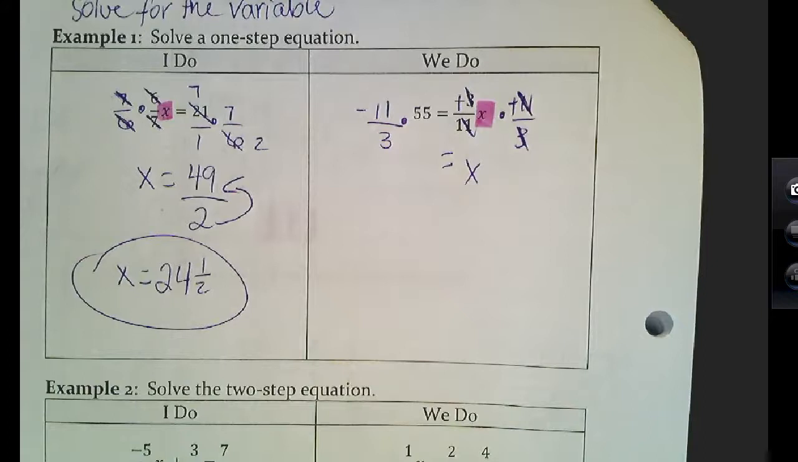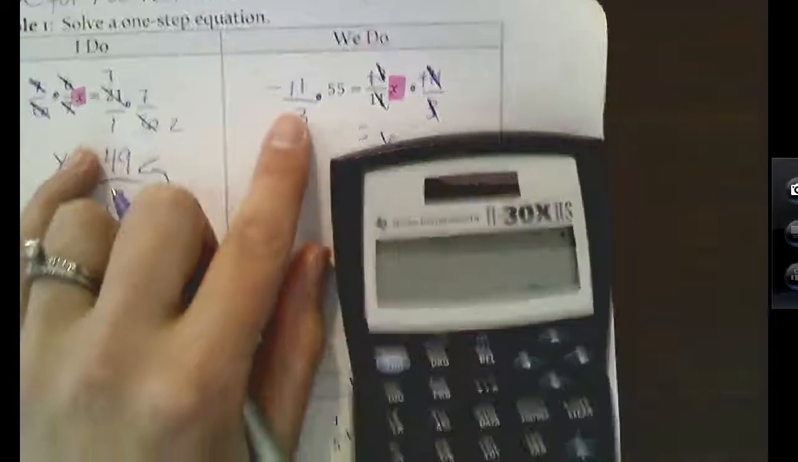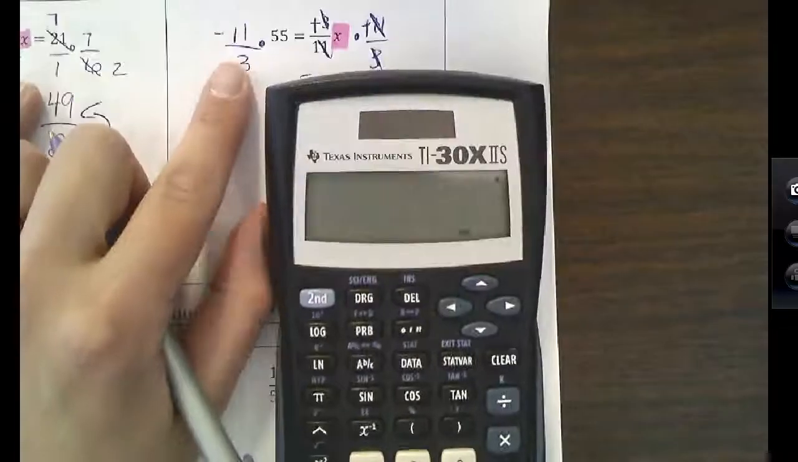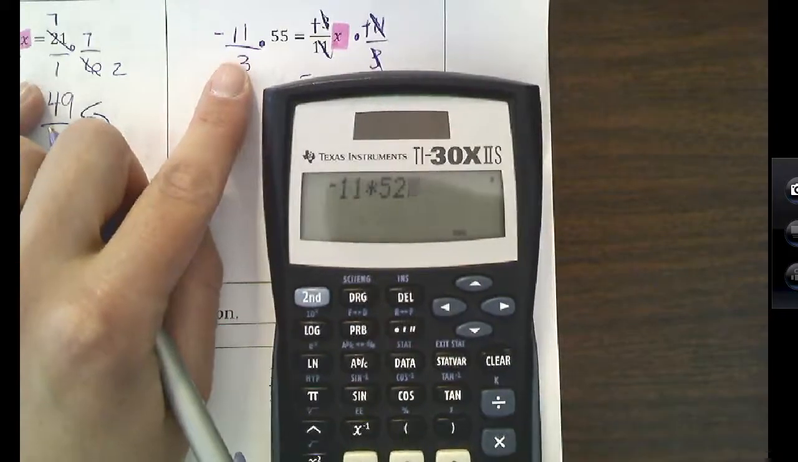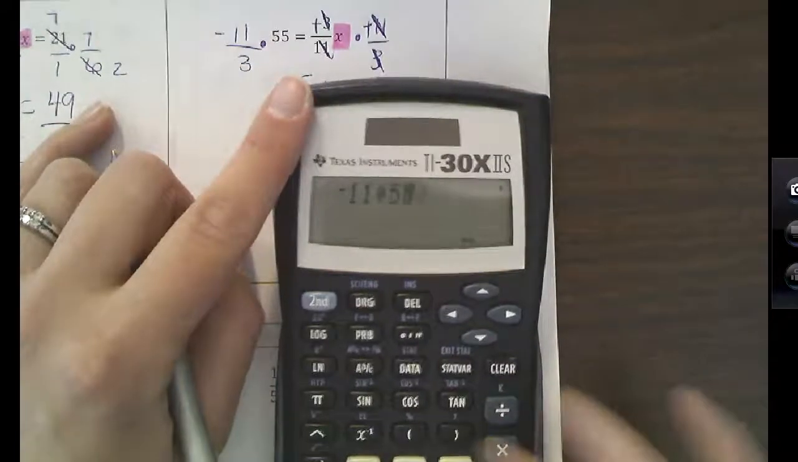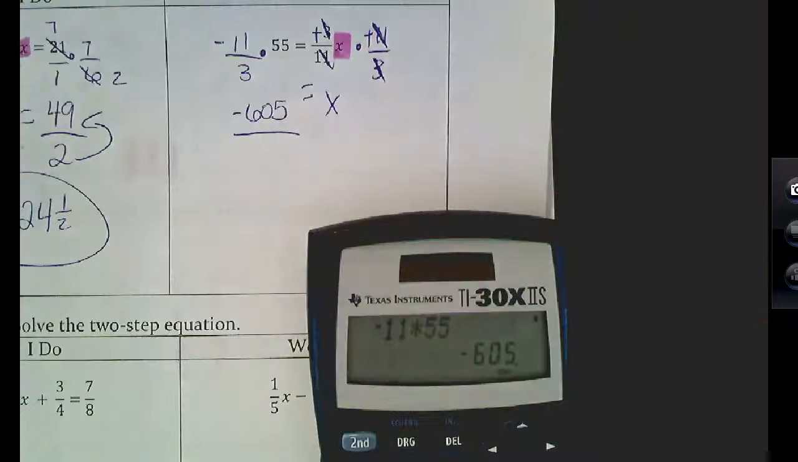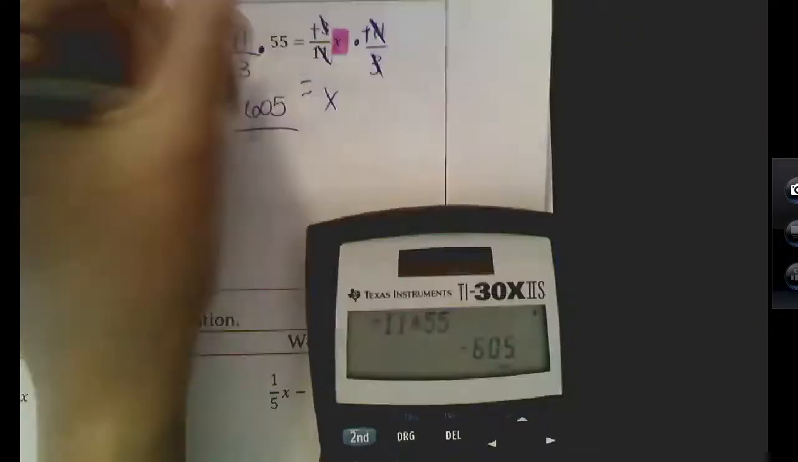You guys see any cross canceling? Well, the 11 and the 55 can't cross cancel because they're both in the numerator. Yep. 3 doesn't go into 55. All right, so we're just multiplying here. We can't cross cancel. It is perfectly fine to use your calculator to multiply negative 11 times 55. Negative 605. And then in my denominator, I still have that 3.